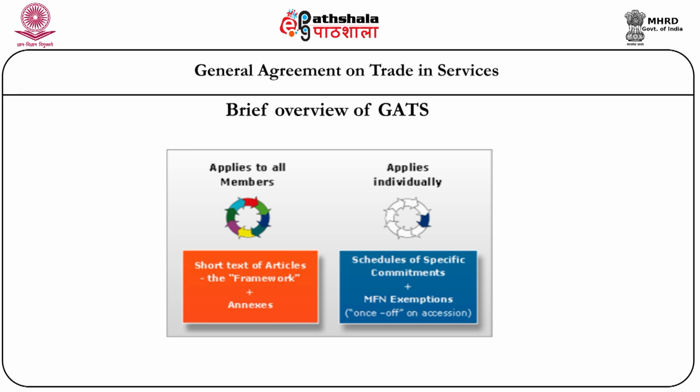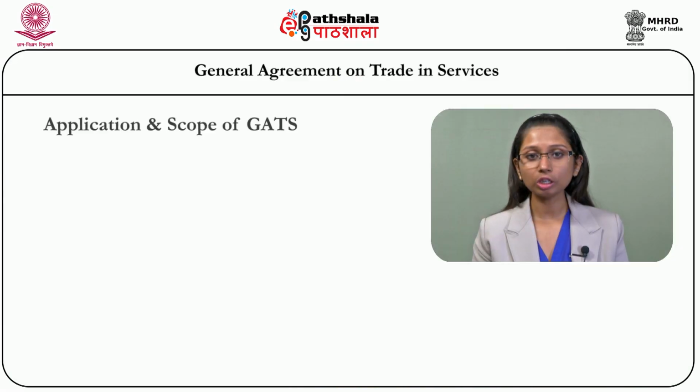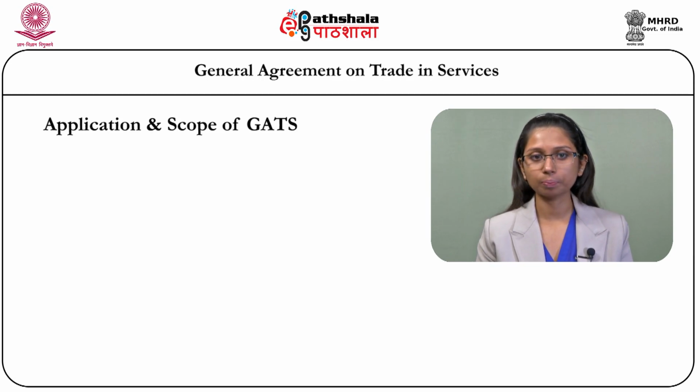Therefore, for schedules of specific commitment and MFN exemptions, members have to make a special request, and based on that or based on a negotiated agreement to open up a particular sector, those provisions become obligatory for the members. Now, we shall look into the nature and scope of GATS and the meaning of trade in services.